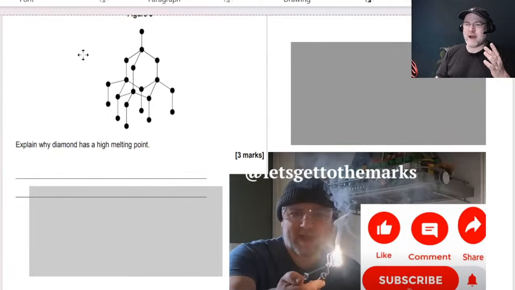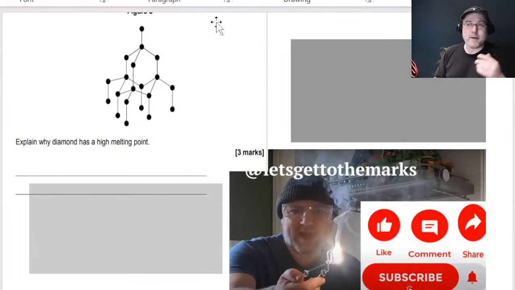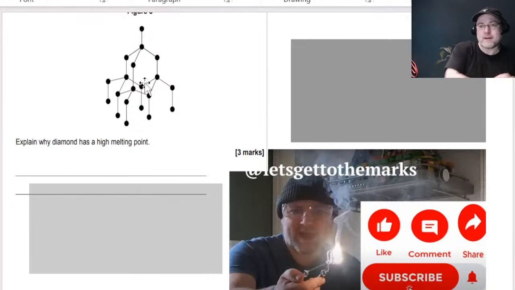People in the comments have been saying diamond. Why does diamond have a high melting point? It's a non-metal. It's covalent. What kind of structure does it have? Is it simple? Is it giant? Diamond has a giant structure. Lots of strong covalent bonds require lots of energy to break. Boom! We smashed the marks.